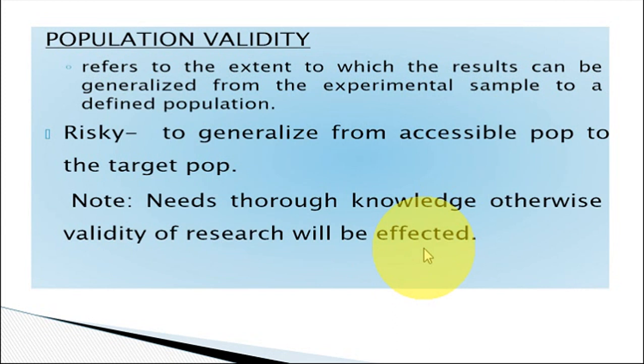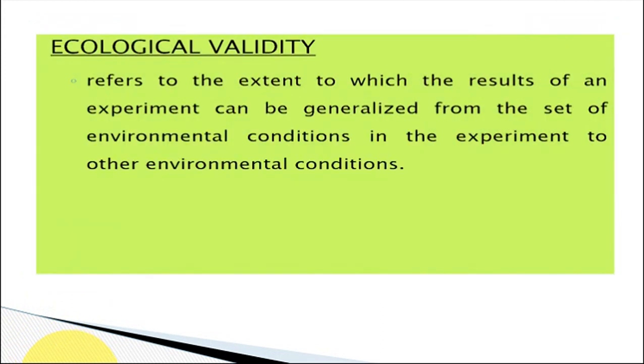And we have to be careful of who the accessible population are and to what extent we can generalize to a larger population. Next is ecological validity, that is, in what set of conditions we have conducted the experiment. For example, we conduct an experiment in a school which has all the facilities, and the experiment is conducted very well. We cannot generalize to a school where there are no facilities at all. So we have to be careful when we generalize from one environmental set to another, otherwise it will affect the external validity of our experimental research.